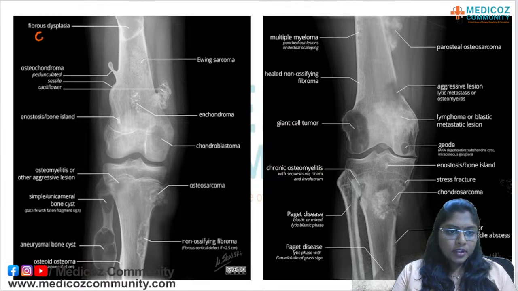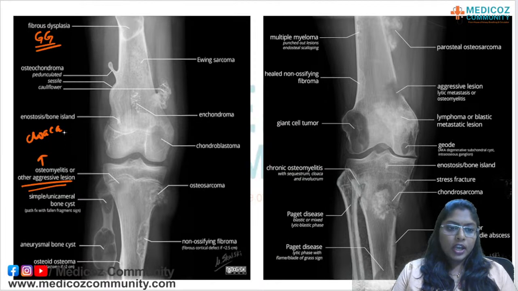Fibrous dysplasia shows a ground glass appearance and the entire bone is involved, that is the medulla as well as the cortex is involved. Osteomyelitis or any other aggressive lesion is always a differential, but for osteomyelitis, as we know, there will be cloaca, that is the opening, and there is sequestrum, that is a dead bone. And aneurysmal bone cyst and unicameral simple bone cyst. The simple bone cyst will have fallen fragment sign. Aneurysmal bone cyst will show fluid levels that is better seen on MRI.